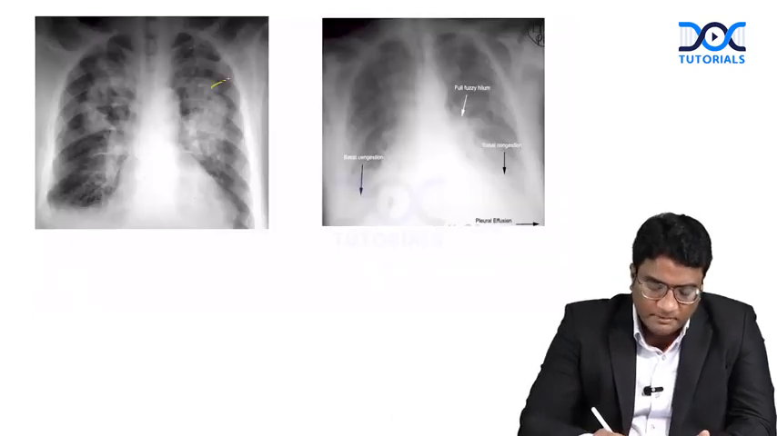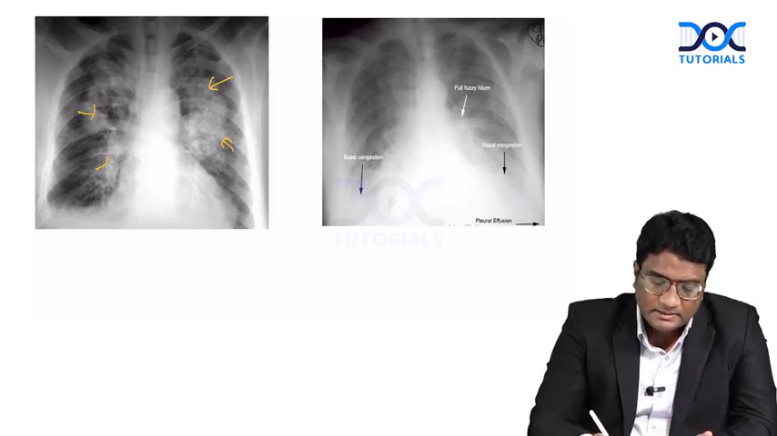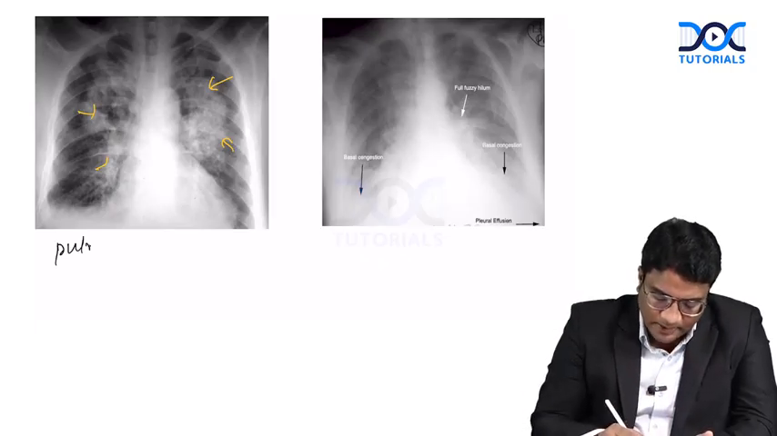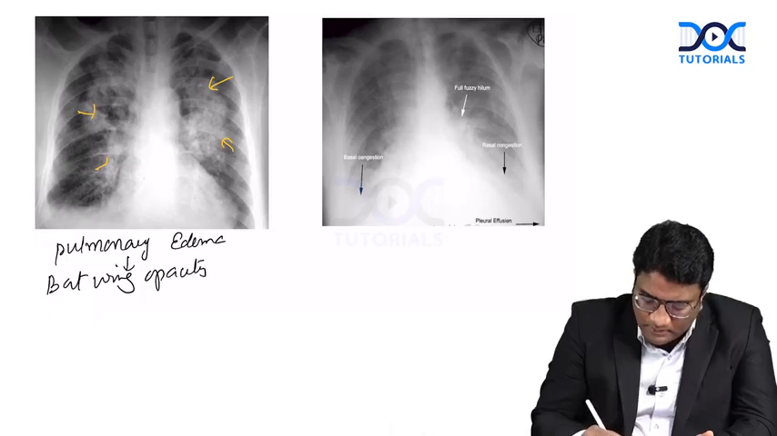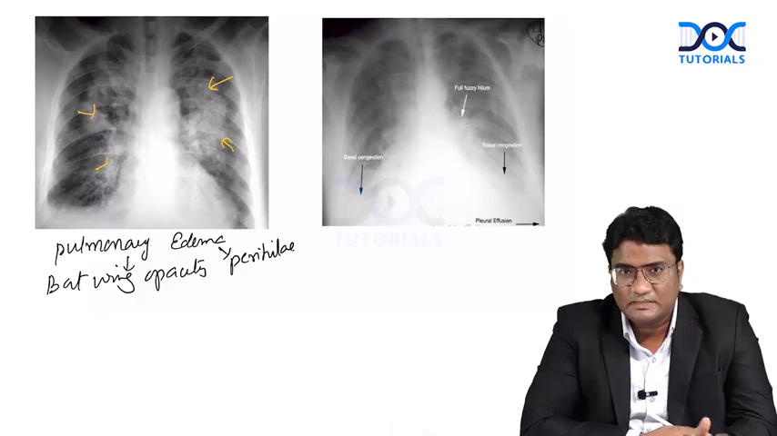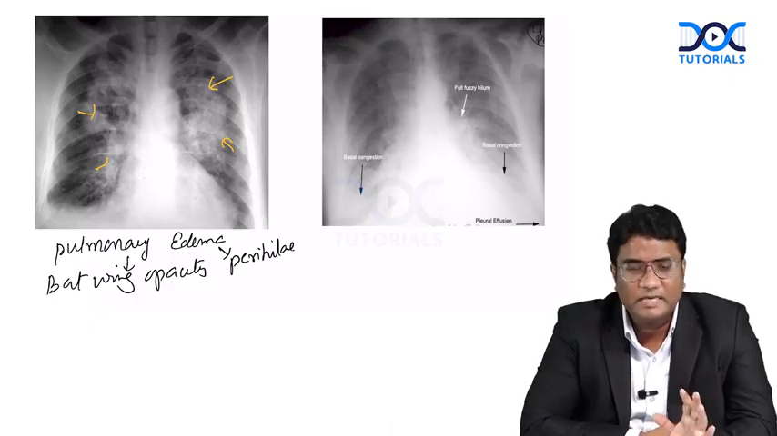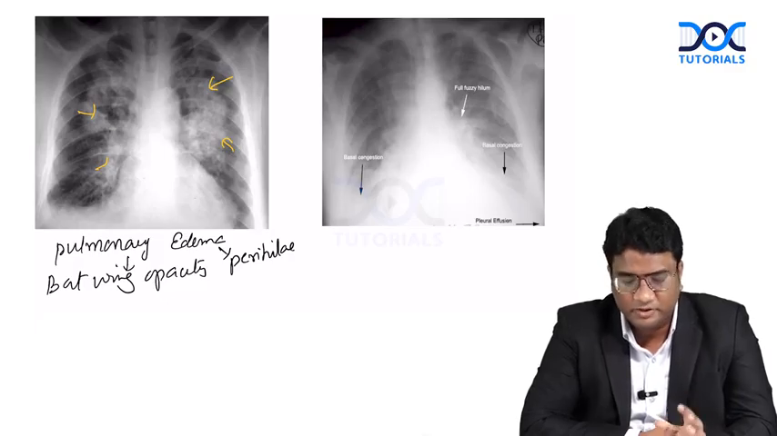And if you see multiple grouped opacities in the perihilar region, this is pulmonary edema, giving a classic bat wing-like opacity. Confluent opacities in the perihilar region giving a bat wing configuration. Think of pulmonary edema. MI patients, congestive heart failure patients, when you see such a radiograph, think in lines of pulmonary edema.